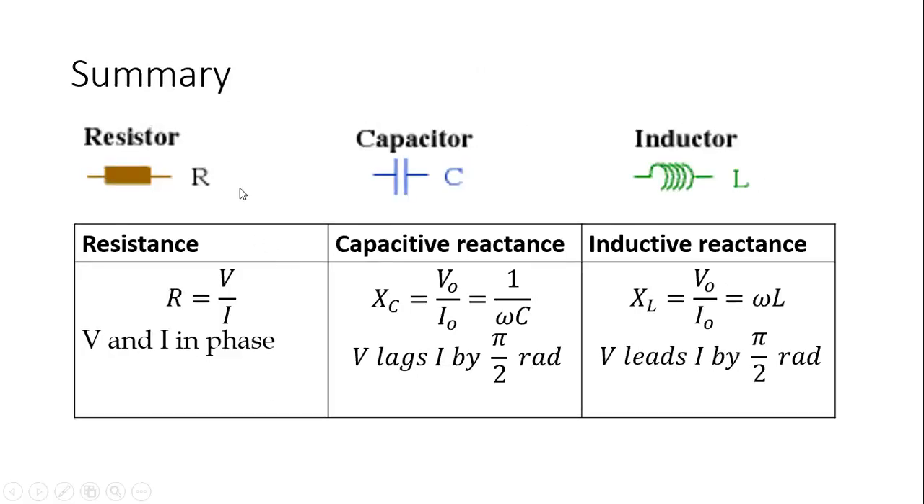Remember, for a resistor, V and I are in phase. For a capacitor, V lags I, or I leads V, by 90 degrees. Whereas for an inductor, V leads I. This one you have to memorize. So all these you need to remember.